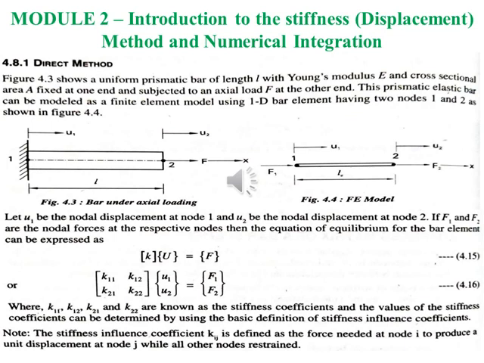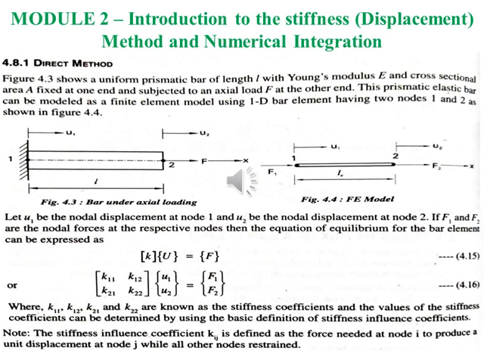k11, k12, k21 and k22 are known as the stiffness coefficients, and the value of the stiffness coefficients can be determined by using the basic definition of stiffness influence coefficients. So the stiffness influence coefficient is defined as the force needed at a node 1, or the first node, to produce a unit displacement at node 2, or the second node, while all other nodes are restrained.